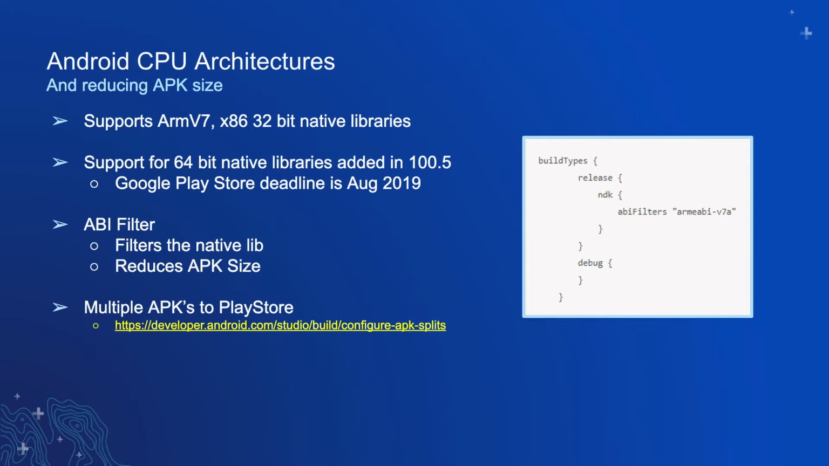And the Play Store actually allows you to publish multiple APKs. Then when people are downloading the app, depending on the architecture of the device, that particular APK would be downloaded for them. So you can read more about how to do that on the Android website.